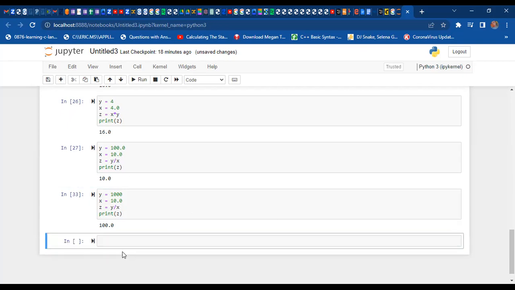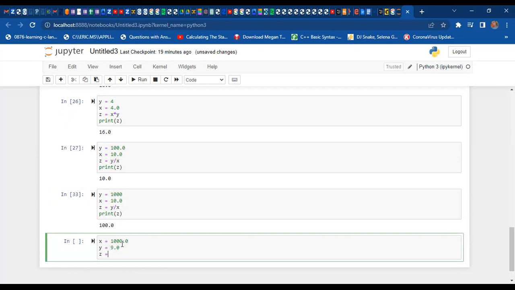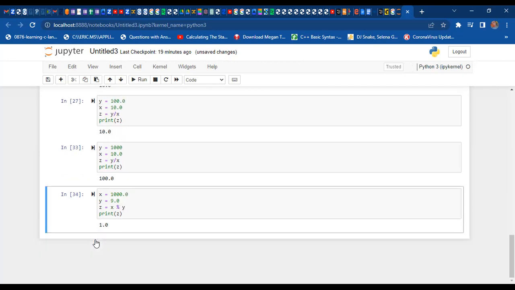I have really never tried a modulus on a float. Let's see how it will behave. x is 1000.0, y is equals to 9.0. z is equals to x modulus y. Print z. 1.0. It also gives us a float.